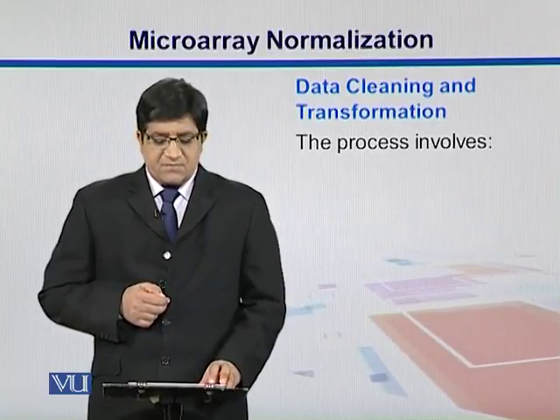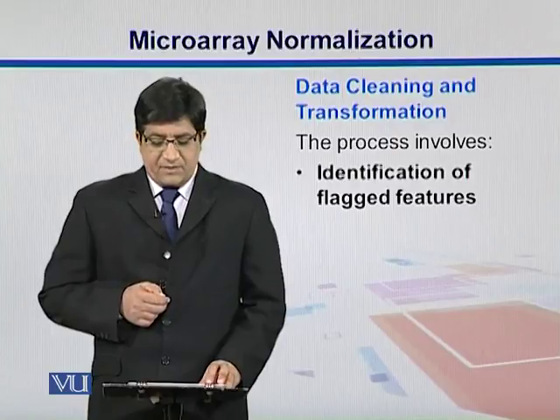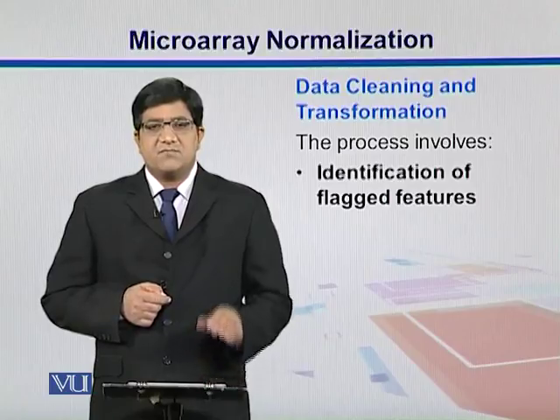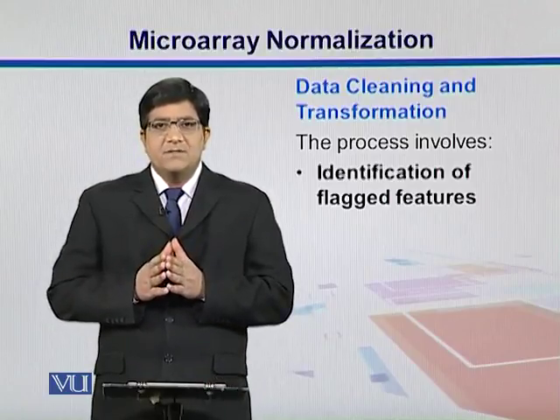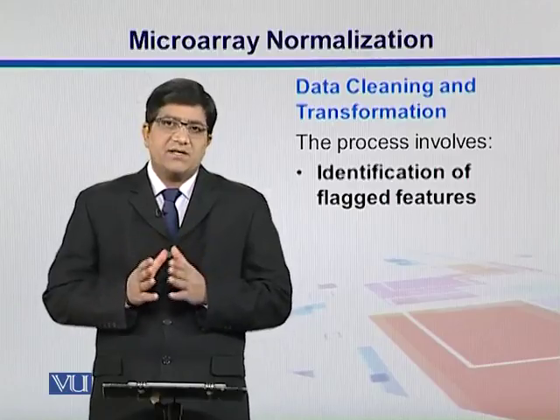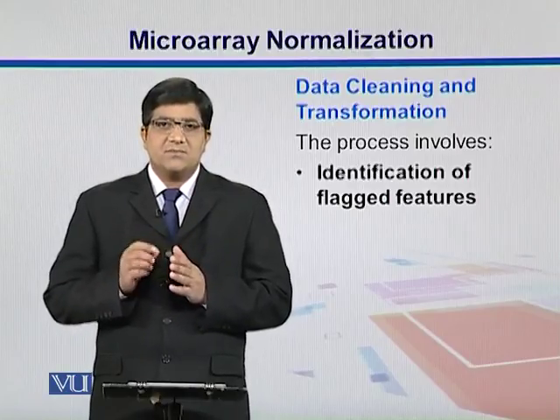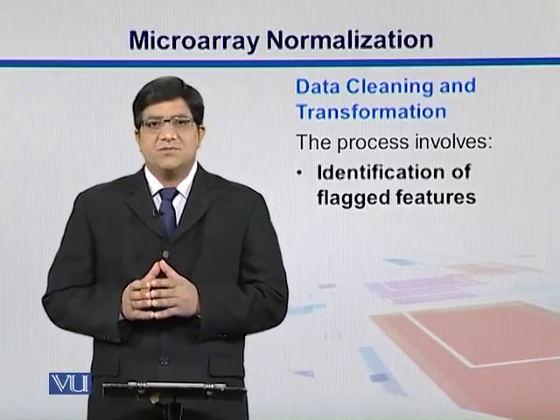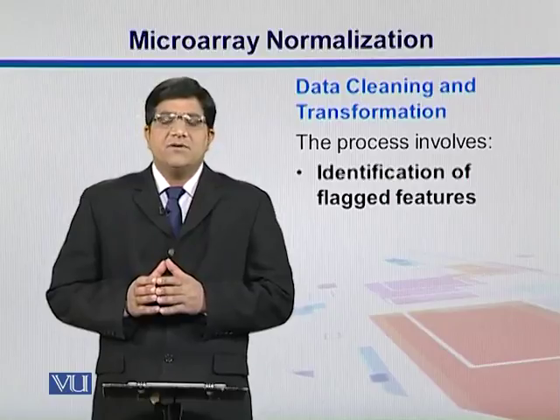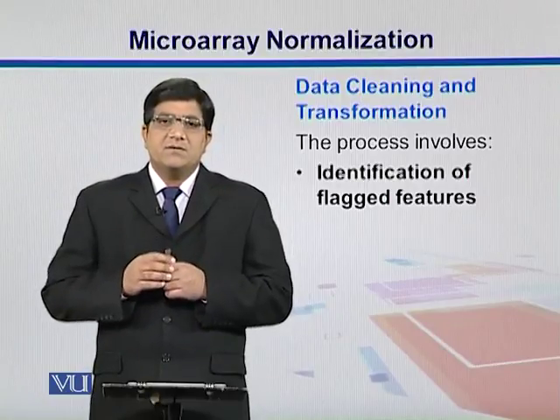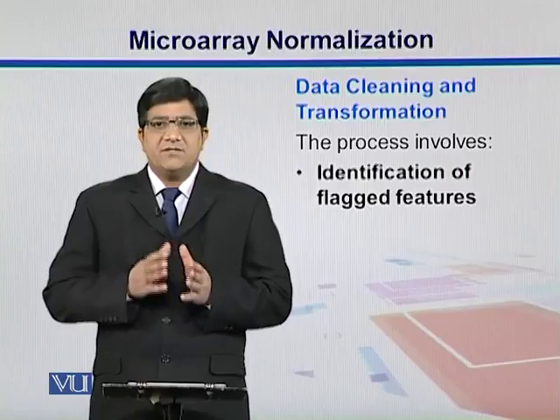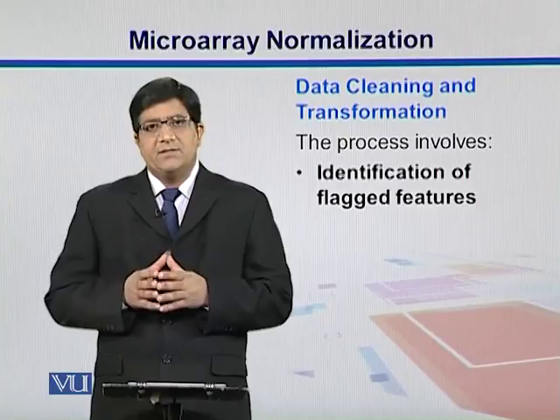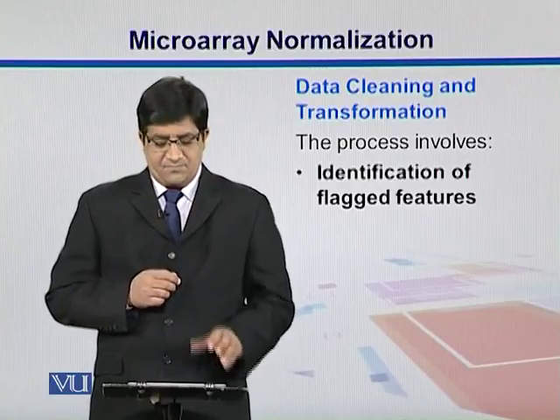This data cleaning and transformation process involves the identification of flagged features. Some of the features are given some flag values. When we get those output files, we observe some flags, or some numbers, associated with them. We call them flagged. If a feature is not flagged, or the flag value is 0, it means that feature is good. But we do have different codes for the different numbers present in that flag. So we need to identify those features that are flagged.